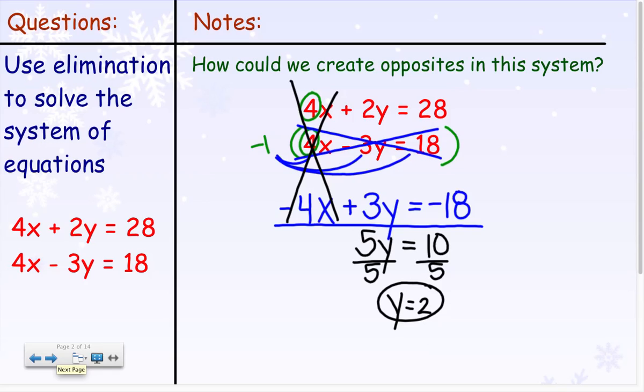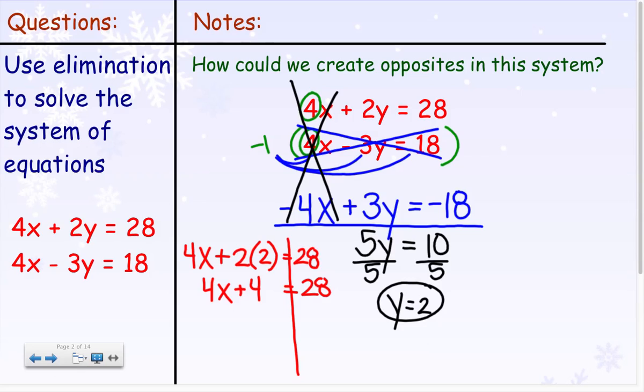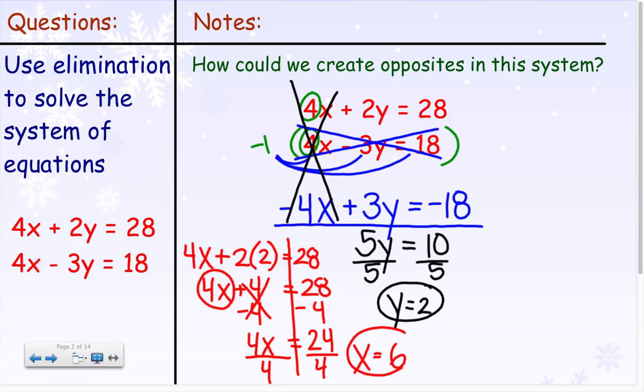Now really I can take that 2 and plug it into any of those three equations, but I'm going to pick the top one because I usually do that in each problem. So I'm going to say 4x plus 2 times 2 equals 28. And I'm going to simplify. 4x plus 4 equals 28. 4x is my couple, so I'll get rid of the third wheel. Divide both sides by 4. And we have x equals 6. So the coordinate point where these two equations would intersect is 6, 2.